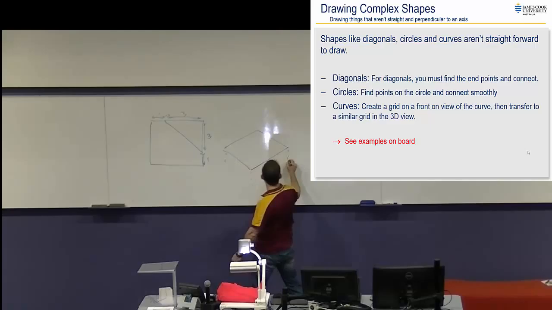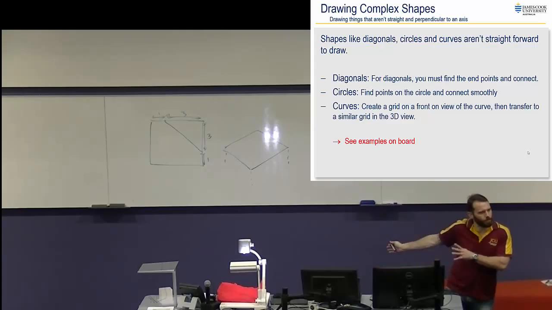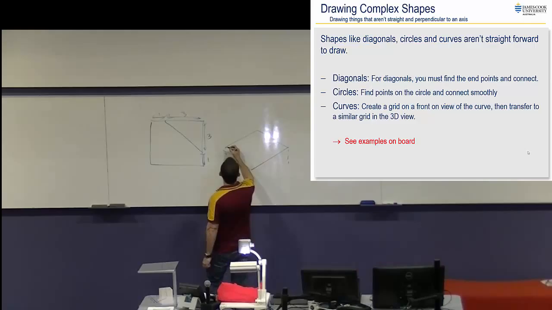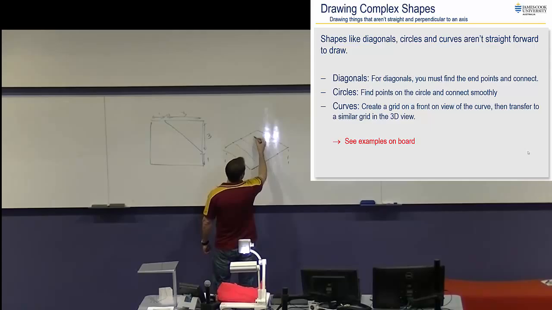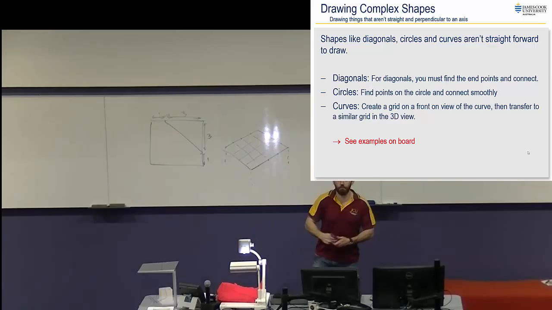I need to draw that diagonal on my top plane there. And that top plane, remember if we're doing drawing, is 1 is to 1, so I've got 1, 2, 3, 4, 1, 2, 3, 4, 3, 4, and so that's technically my grid at the top there. That grid lines up perfectly with this grid.